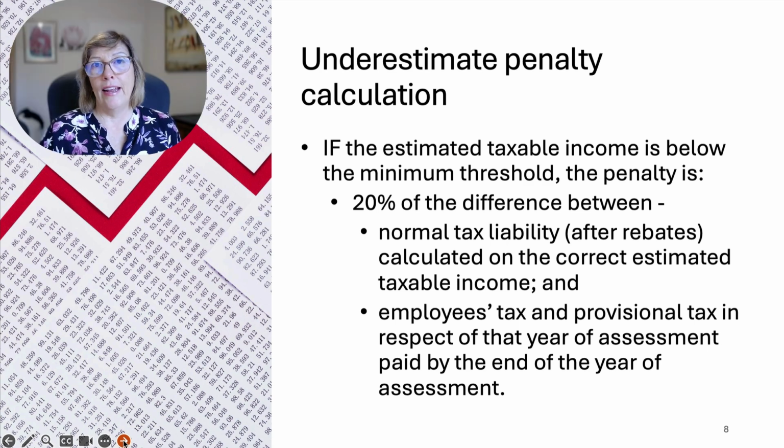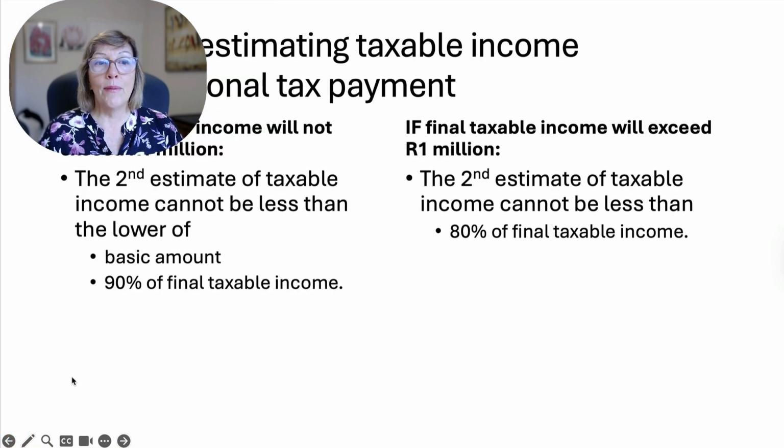Now, how do you calculate that underestimate penalty? Well, I've spoken about that minimum threshold. If you come in with an estimate below that amount, then it kind of opens the gate for the underestimate penalty. But interestingly, although we call it an underestimate penalty, it's almost really an underpayment penalty. So the penalty is calculated as 20% on the difference between what would your tax liability be, and that's after taking into account any rebates that you're entitled to. Work out your normal tax liability on the correct estimated taxable income.